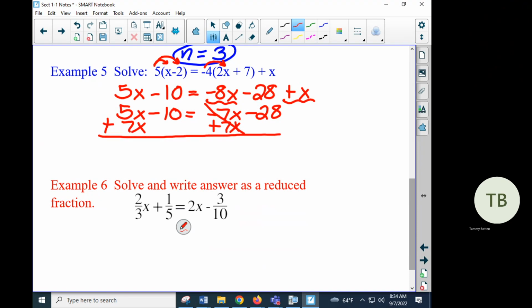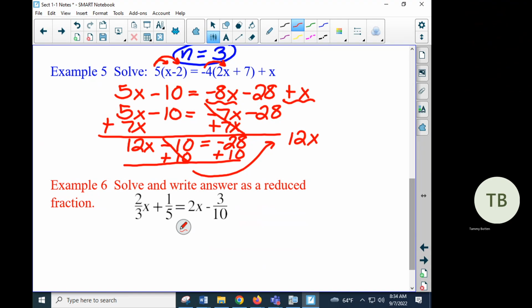5x plus 7x is 12x. Minus 10 equals negative 28. Okay, then what? Add 10. I'd get rid of this. Good. And then I'm going to put this over here because I'm kind of running out of room. 12x would equal a negative 18. Then what would I do? Divide by 12.